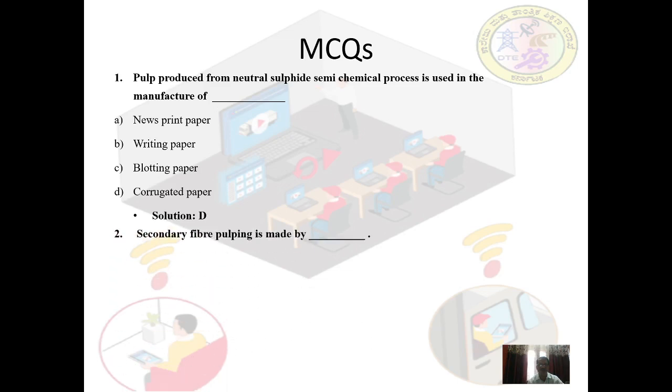Question number 2. Secondary fiber pulping is made by dash. Options are A. Repulping of waste paper, B. pulping of bamboo, C. pulping of wood, none of these. Secondary fiber pulping is made by option A, that is repulping of waste paper.